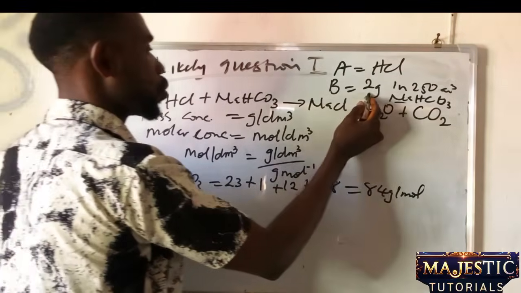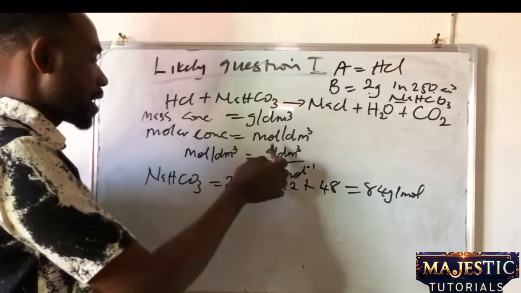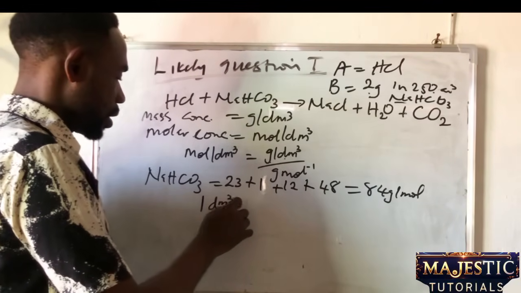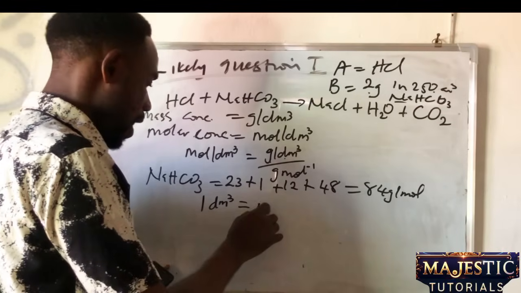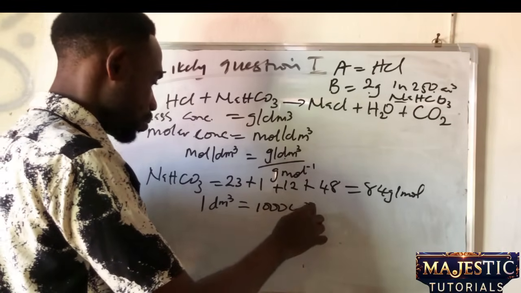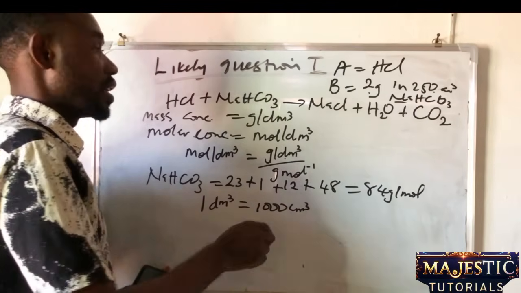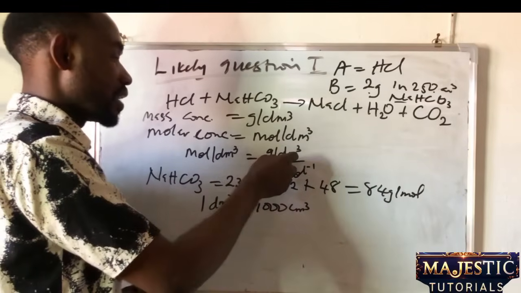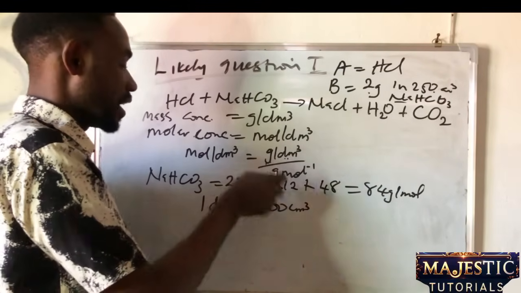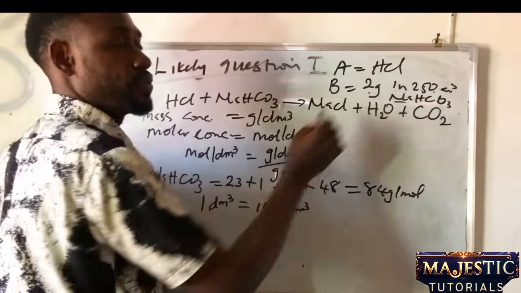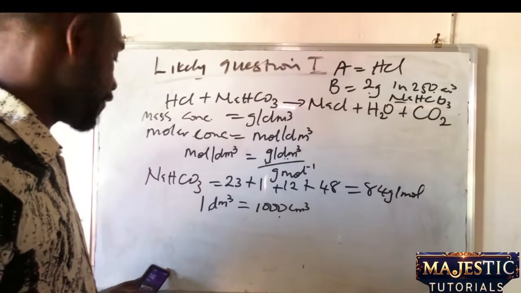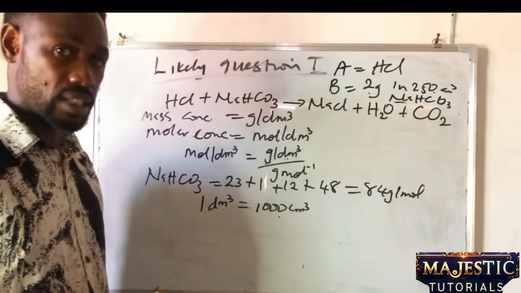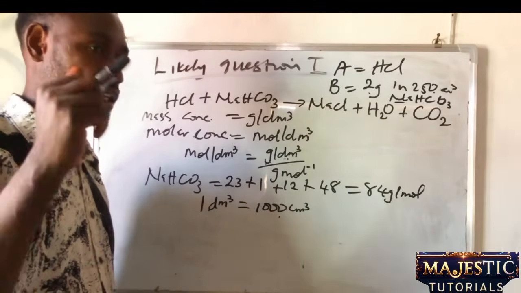Now, they told us 2 grams in 250, but this says mass concentration is gram in dm cube, and 1 dm cube is equal to 1000 cm cube. Mass concentration is not the amount in 250, rather they say the mass in 1 dm cube, which means mass in 1000 cm cube, but we have 250. So if not in 1000, find out the one in 1000. That is how to solve this.